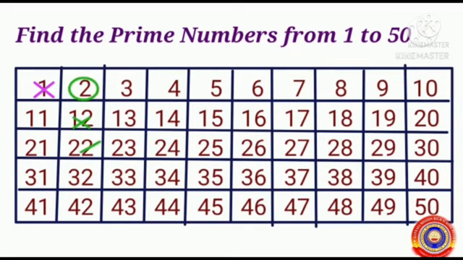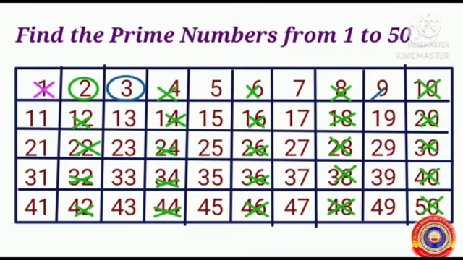Next, keeping 2, strike off all the multiples of 2. That means strike off all the even numbers other than 2. Next, keeping 3, strike off all the multiples of 3. That means strike off 9, 15, 21, 27, 33, 39 and 45. Next, keeping 5, strike off all the multiples of 5 which are not stricken off. Therefore, strike off 25 and 35.